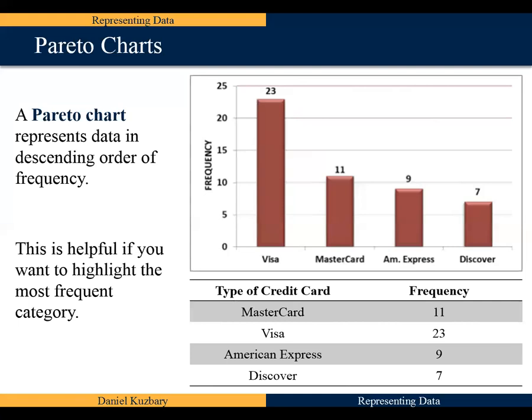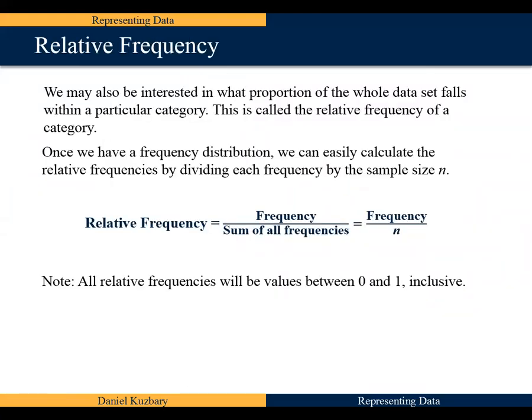In addition to frequencies, we have what's called a relative frequency distribution. We might be interested in what proportion of the whole data set falls within a particular category. So not only its frequency, but we can find proportions from the frequency.